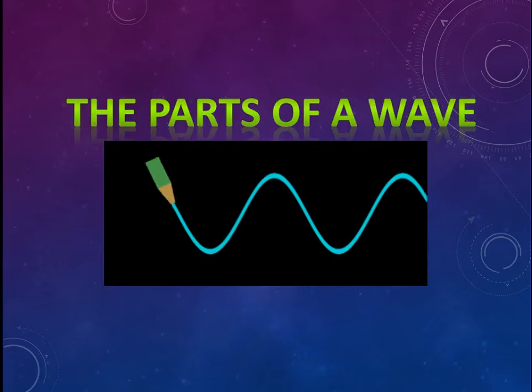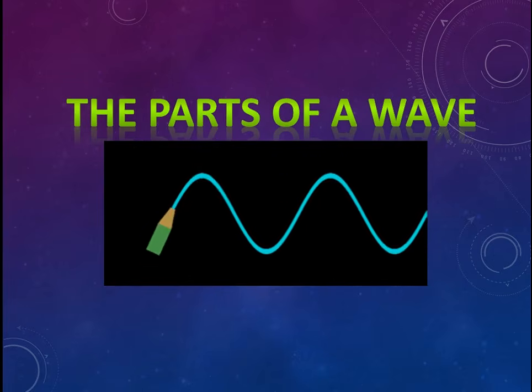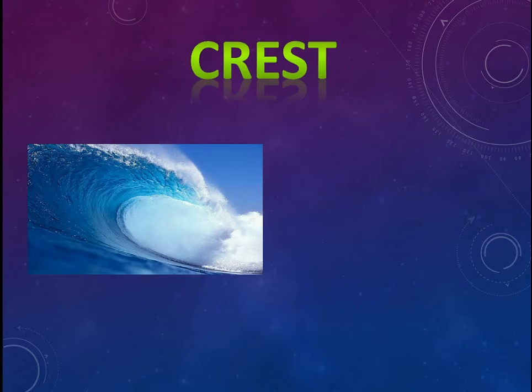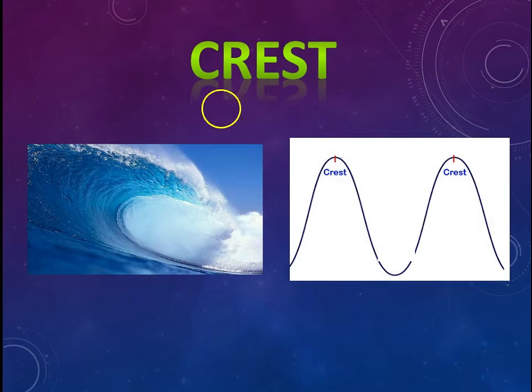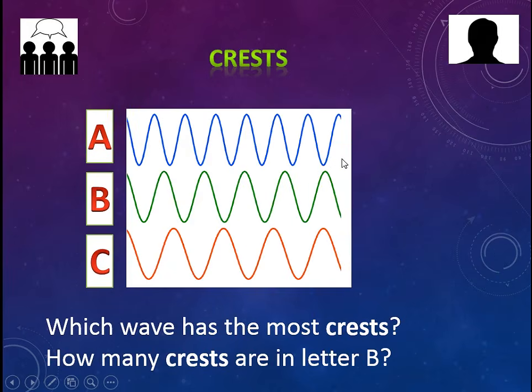I'm going to tour you through some different parts of the wave, so make sure you take notes here as we go. Let's start with the word crest. When I hear the word crest, I think about the peak or top of an ocean wave, and it's actually very similar to radiation waves. The crest is the top or peak of the wave.